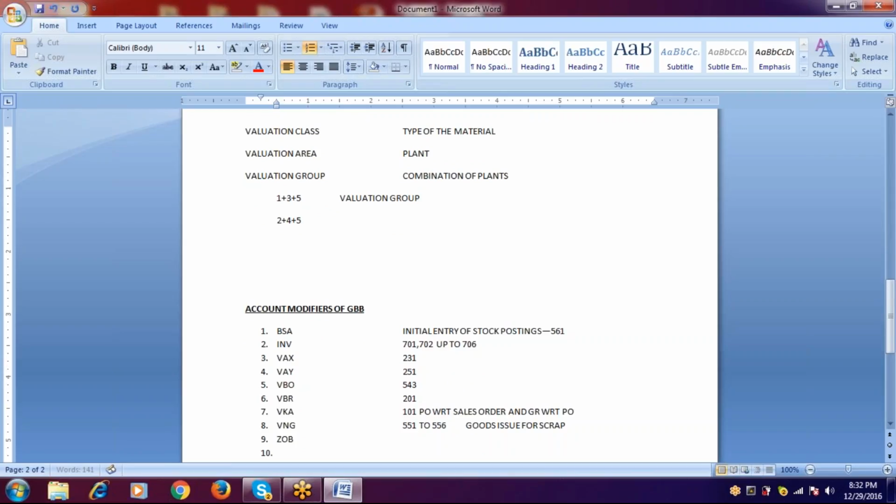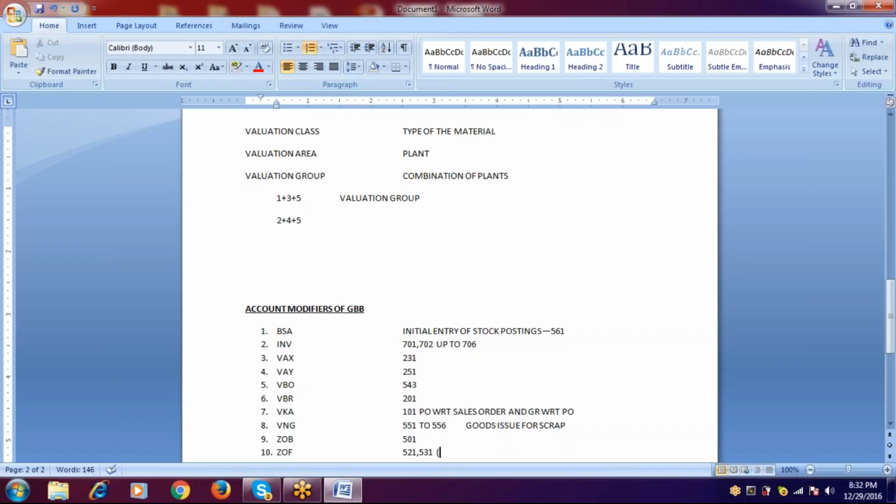ZOB, in general, which you are using is fine for this one. And the last one, most probably which we are using, is ZOF. ZOF is for 521 and 531. Do we have an idea about what these 521 and 531 are?